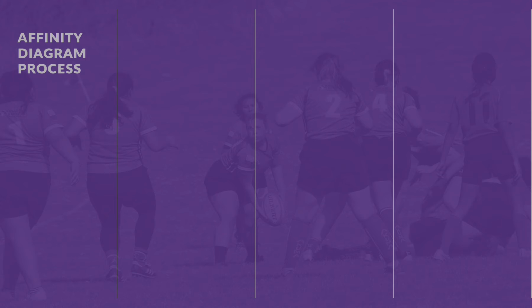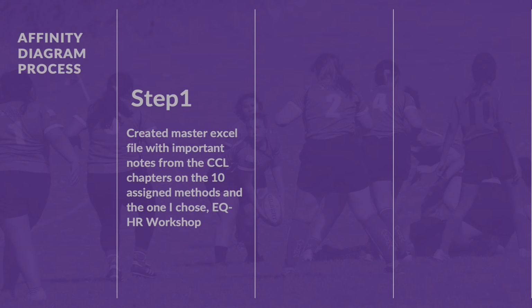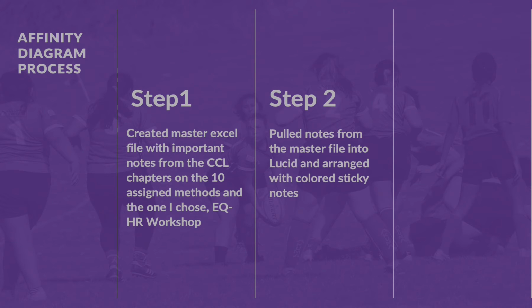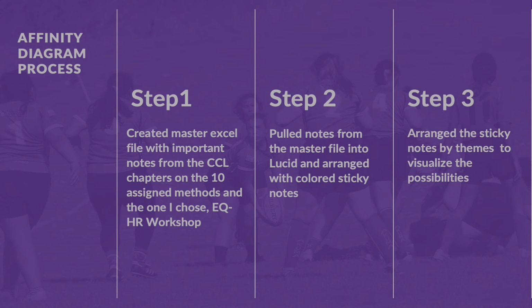So my affinity diagram process really started out with a lot of information. I started with a master Excel file, pulling information out of the Collaborative Change Library chapters and simply putting it in the Excel file. And then I created smaller notes from that master file and put them into Lucid and arranged them with colored sticky notes. Finally, I arranged the sticky notes by themes, and I'm going to show you a picture of what that looks like.